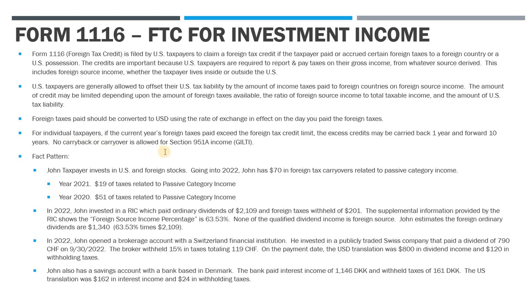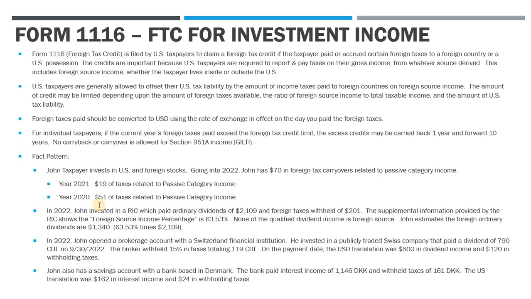Now, for individual taxpayers, if you have excess foreign taxes, that means foreign taxes available during the year that exceed your foreign tax credit limitation, those excess credits can be carried back a year or forward 10. Now, one important caveat here is the GILTI income. So Section 951A was added in 2017. GILTI is global intangible low-taxed income, and GILTI income does not get carryovers. So if you have taxes attributed to GILTI income, no carryback, no carryover, right? That's one unique exception. So let's look at the fact pattern here, and then we'll jump into the 1116.